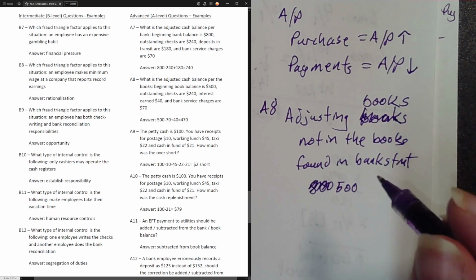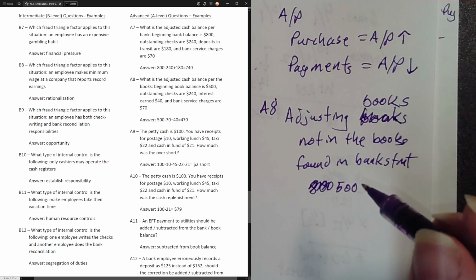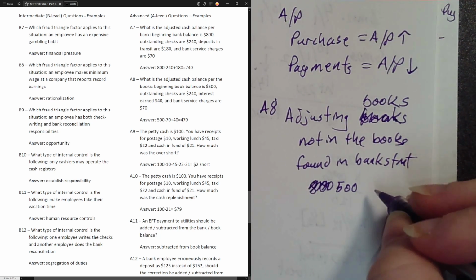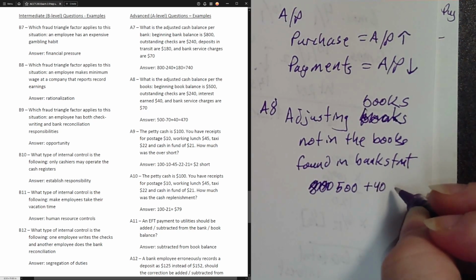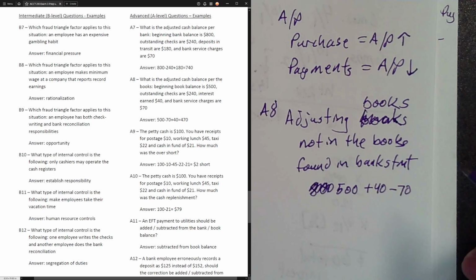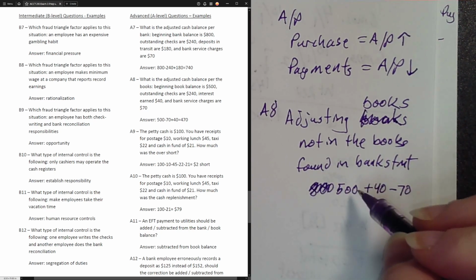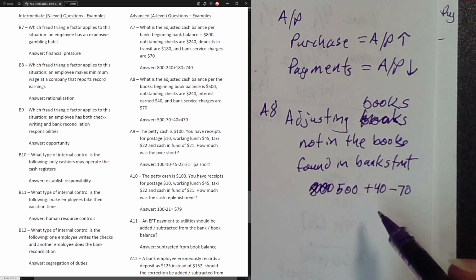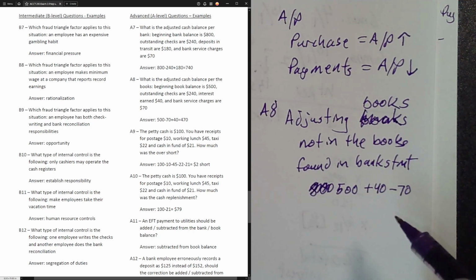So these are two things, interest earned and bank service charges, that we don't have in the books but are in the bank statement. So we need to say, okay, interest earned, well, that's additional cash. And then bank service charges, that's cash going out. So the outstanding checks are already in the books. We don't need to change. The books already, that $500 already includes written checks. What it doesn't include are things on the bank statement, i.e. the interest rate and the bank service charge.